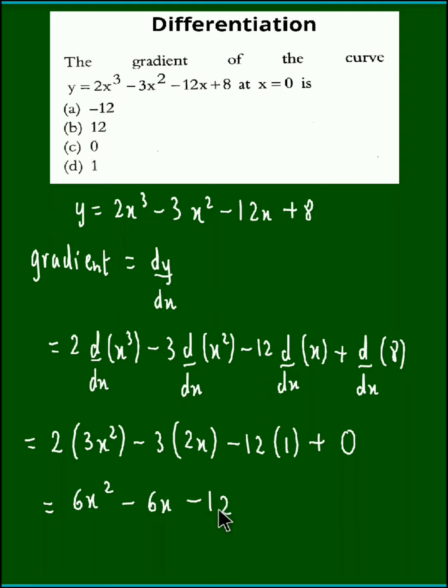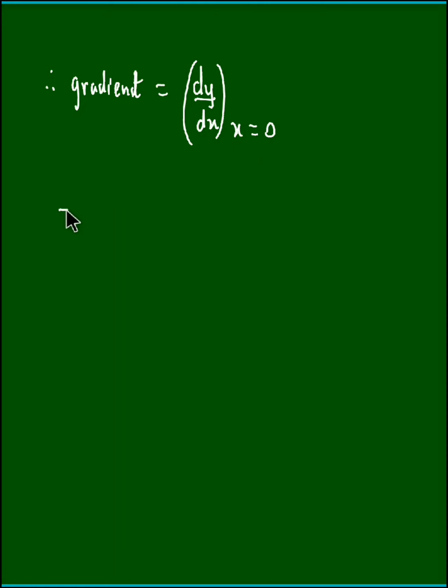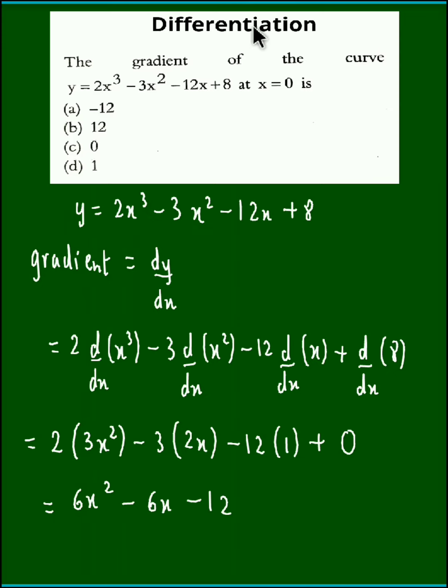But we have to find the gradient at x equal to 0. So we proceed further. Therefore, the gradient, that is dy by dx at x equal to 0 is equal to, so we substitute x as 0 in dy by dx.